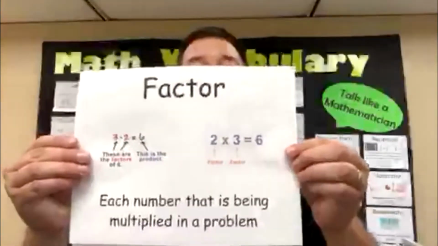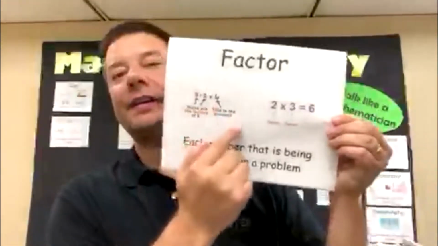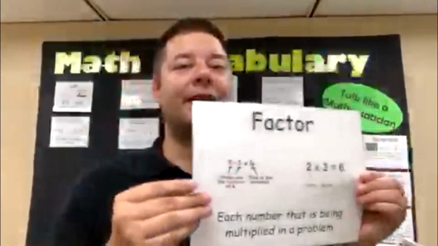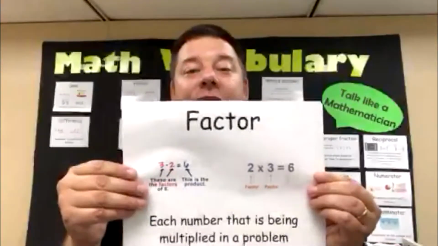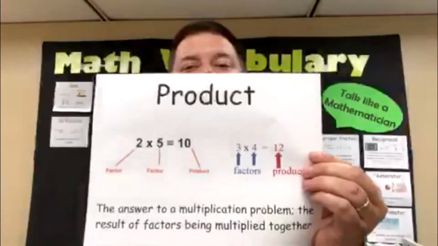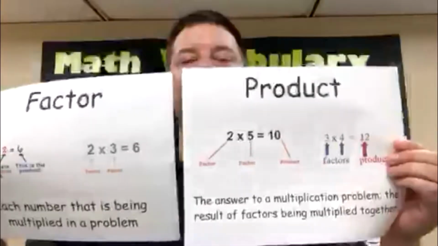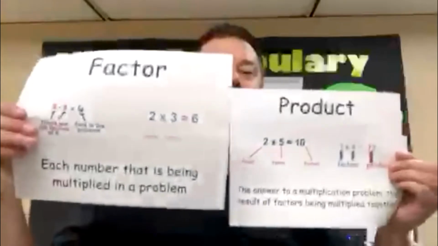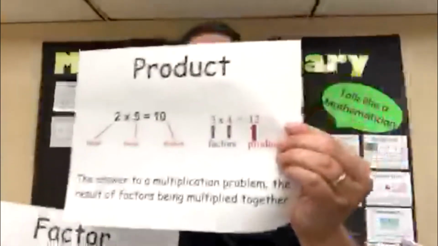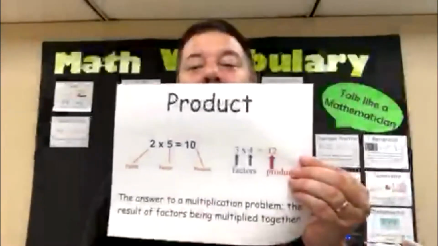A factor is used to multiply with another factor, or sometimes multiple factors, to come up with the answer of a multiplication problem, which is a product. So I like to think about factors and products, and factor kind of sounds like factory, and inside a factory, they work to make products that they sell in the store. So a factor times a factor equals a product.